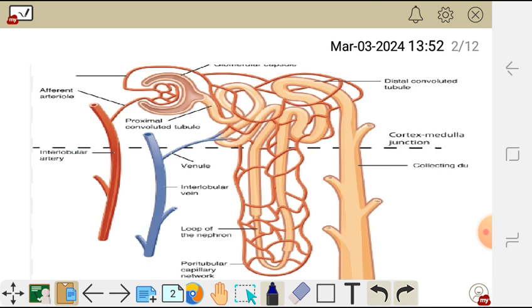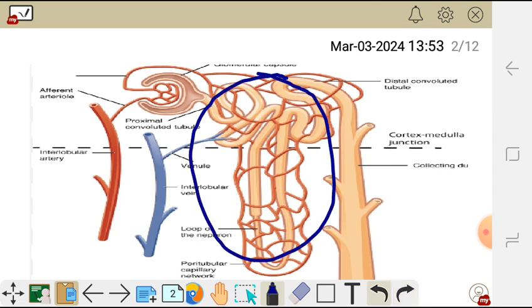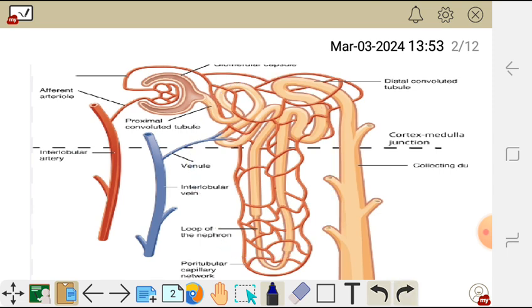Diseases which affect the kidney are divided into those which affect the glomeruli, which is the filtering part of the kidney, the nephron, those which affect the kidney tubules, and those which affect the blood vessels of the nephron. In this video we are going to focus on the diseases which affect the glomeruli.